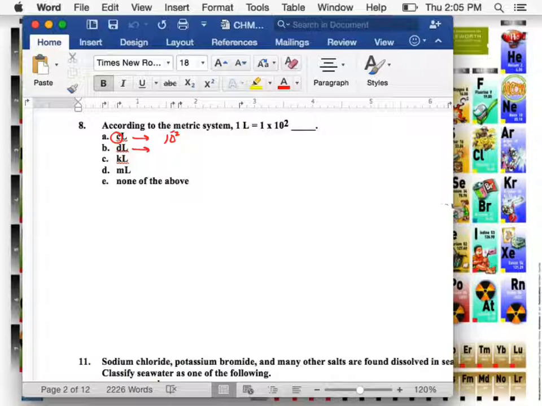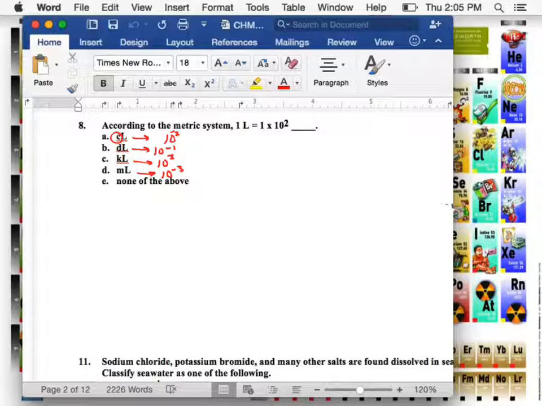Deci. 10 to the negative 1. Kilo. 10 to the third. Milli. 10 to the negative third. None of the above is always a sneaky backhanded question or answer choice, because that could really screw us over, so we have to now actually answer the question.